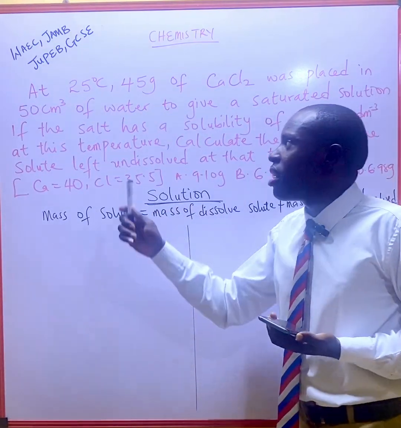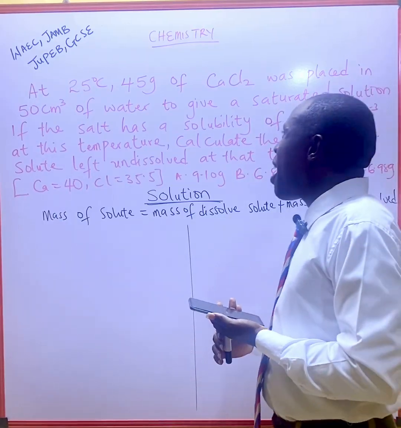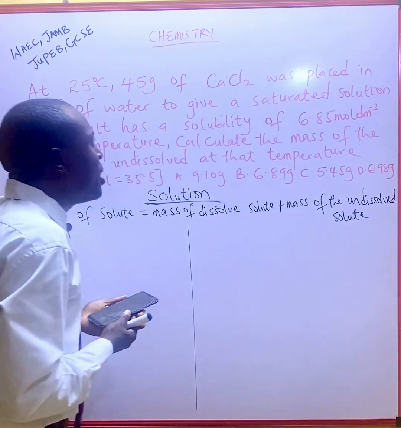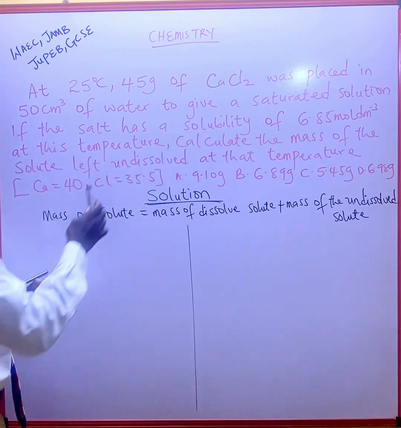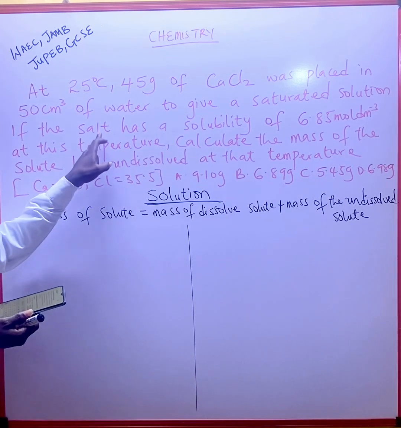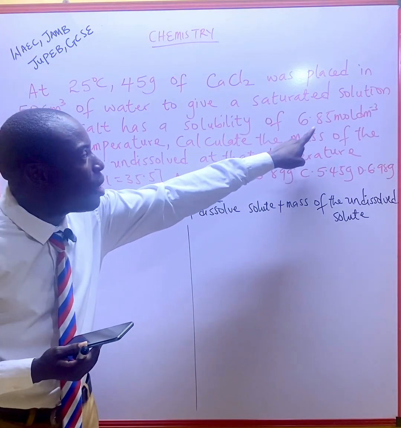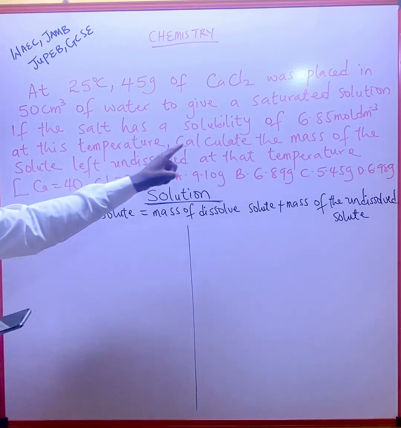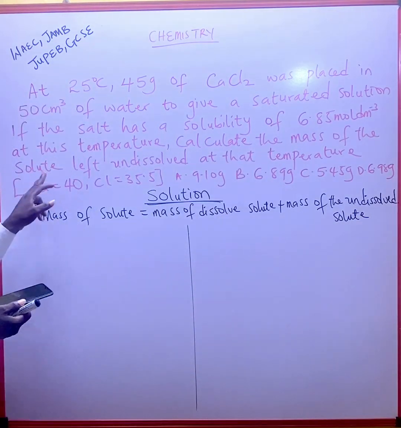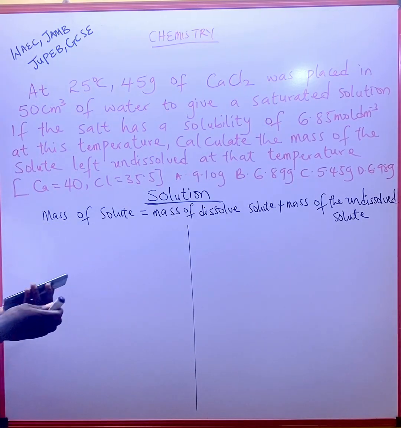And the question says, at 25 degrees Celsius, 45 grams of calcium chloride was placed in 50 cm cube of water to give a saturated solution. If the salt has a solubility of 6.85 mole per dm cube at this temperature, calculate the mass of the solute left undissolved at that temperature. Of course, it's very easy.